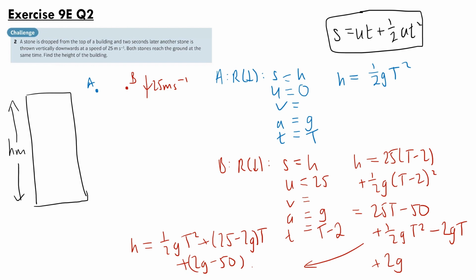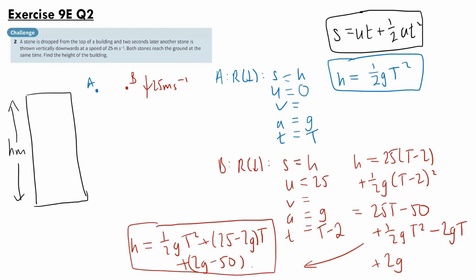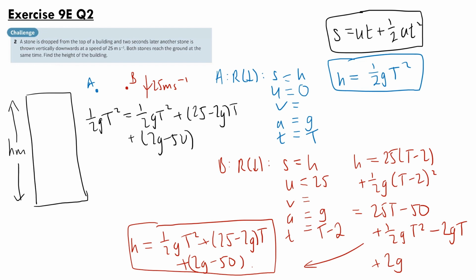Now we have a pair of simultaneous equations in h and t. And like for the previous example, we can set them equal to each other because they're both equal to h. So doing that, we get a half gt squared is equal to a half gt squared again, plus 25 minus 2gt plus 2g minus 50. And you can see here that the half gt squareds will cancel again. And so we're left with 25 minus 2gt is equal to 50 minus 2g.